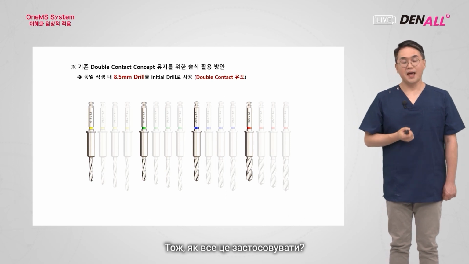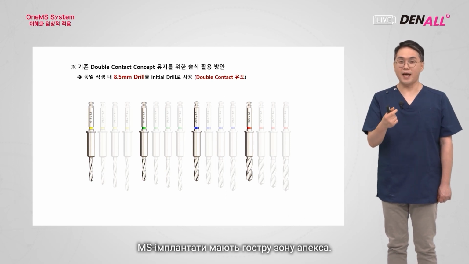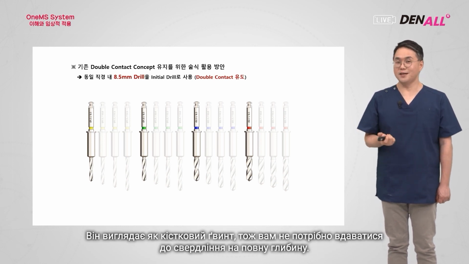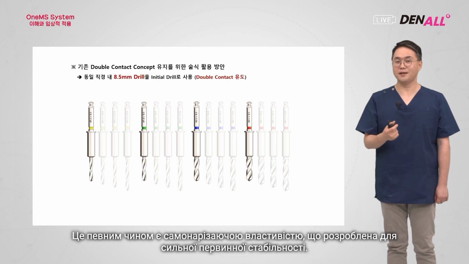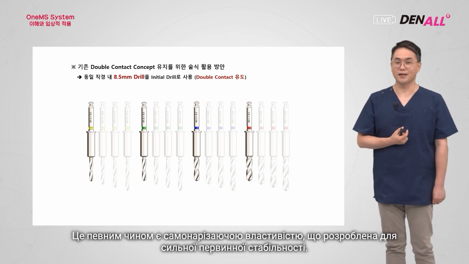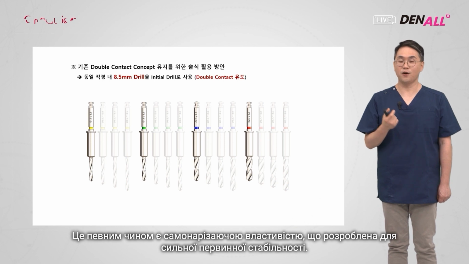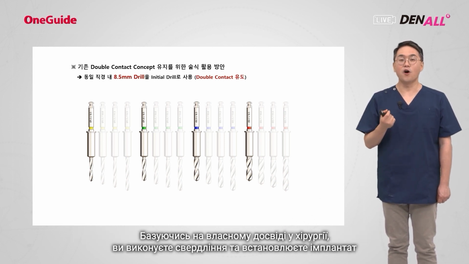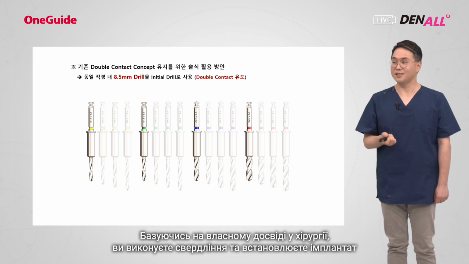Now, how to use it? The MS implant has a sharp apical area. It looks as if it's a bone screw. So you don't have to do full depth drilling. It sort of self-penetrates, and initial stability is designed to be strong. So based on the surgeon's experience, you drill and place the implant.